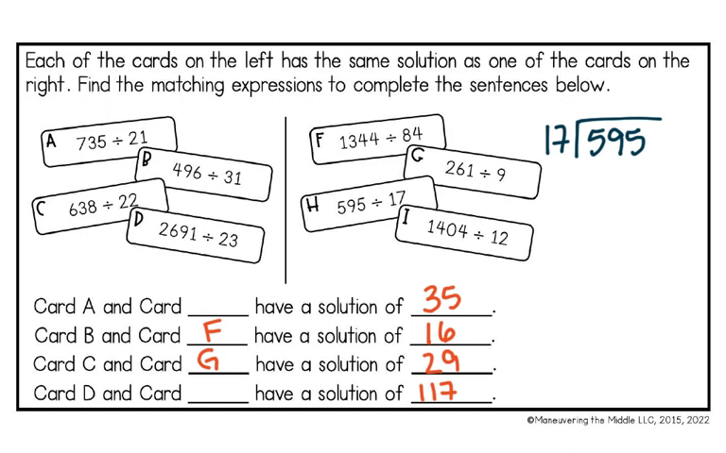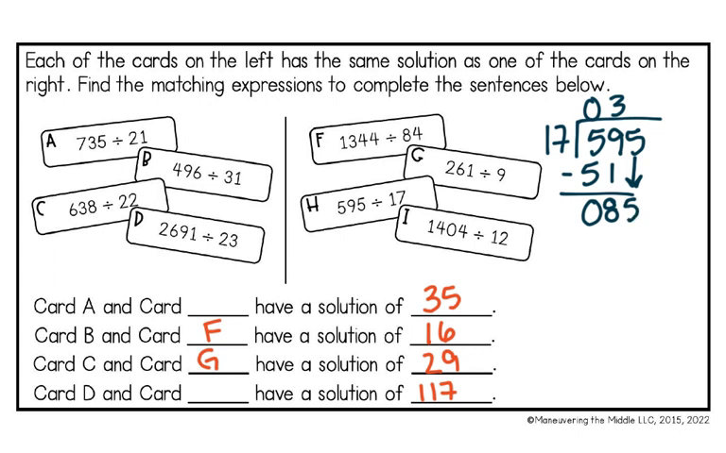17 cannot go into 5, so I'm going to put a 0. 17 can go into 59 3 times. 3 times 17 is 51. I'm going to go ahead and subtract. 9 minus 1 is 8. 5 minus 5 is 0. Bring down that 5. We have 85.